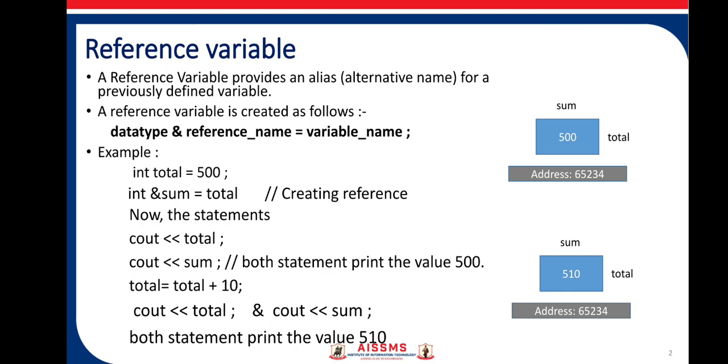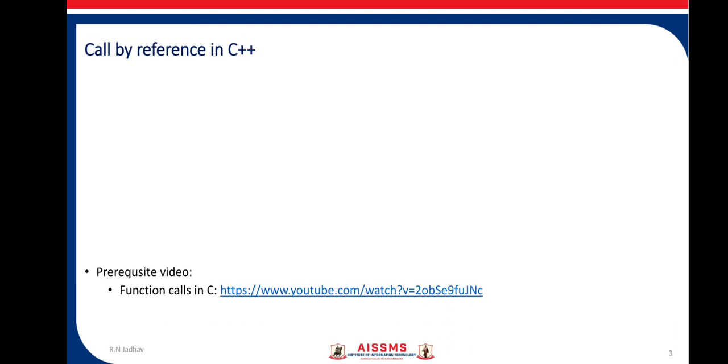So in referencing in C++, we are not creating a separate memory location for the reference, but we are giving an alternate name to the previously defined variable. Okay, so the memory location can be accessed by using two different names. Here in this case, total and sum will access the same memory location, that is 65234. That means the data which is at the location 65234.